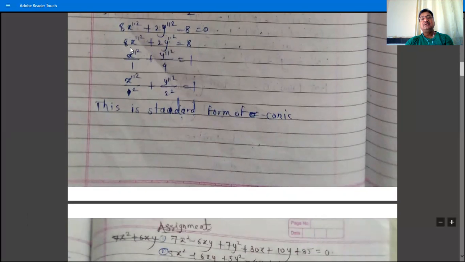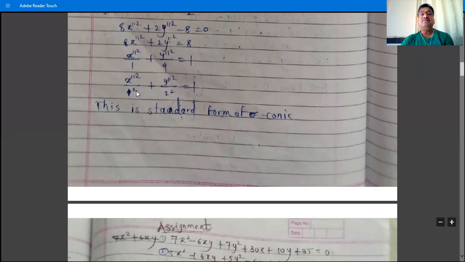By dividing throughout by 8, we have this equation. And this is in the form x double dash square by a square plus y double dash square by b square is equal to 1. That is, this is in the form x square by a square plus y square by b square is equal to 1. So we write this equation in the form x double dash square by 1 square plus y double dash square by 2 square is equal to 1. So this is the standard form of the conic, or standard form of the ellipse.